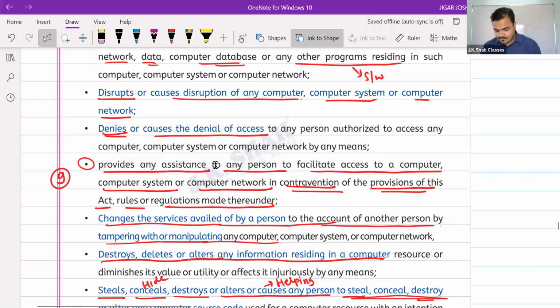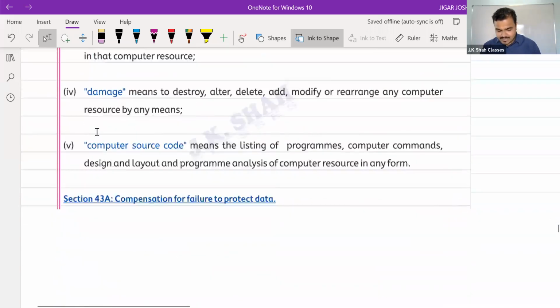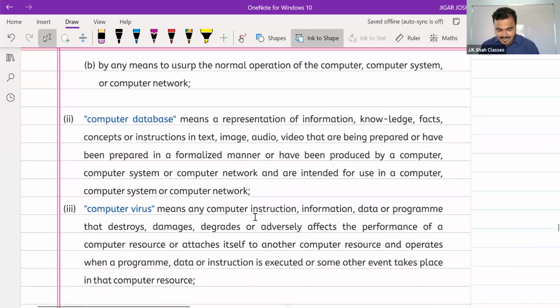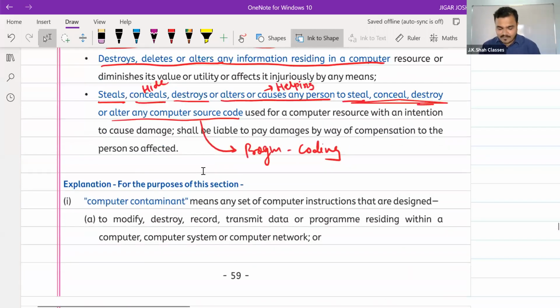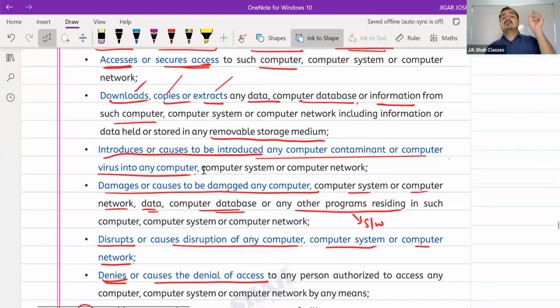Understood, my dear chartered students? Cleared? Now 1, 2, 3, 4, and 5: computer source code, damage, computer virus, computer database, and computer contaminant. These 5 words you just need to read. Read, I'm saying, not to ratify. Agree, my dear chartered students? Any doubt, any queries, any confusion? Not at all. Okay.